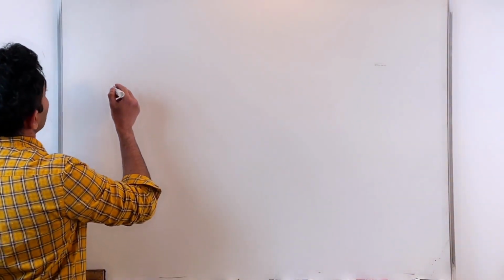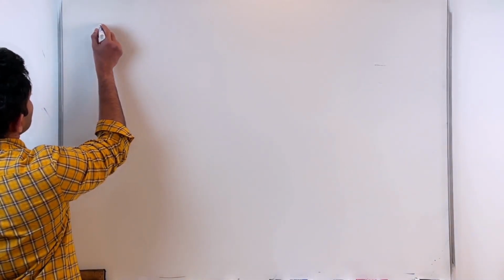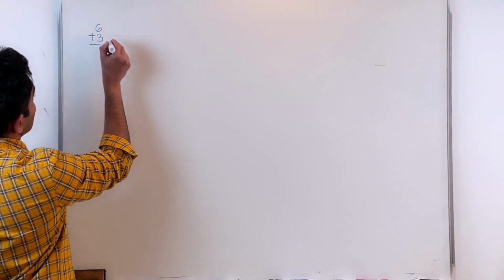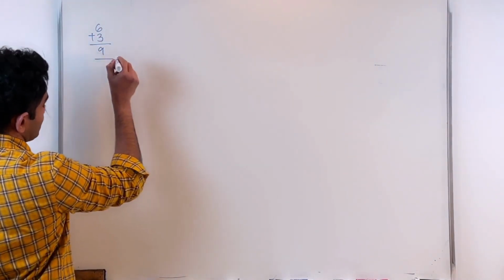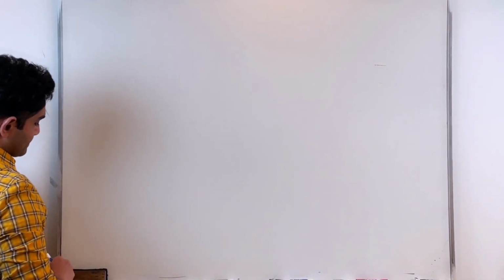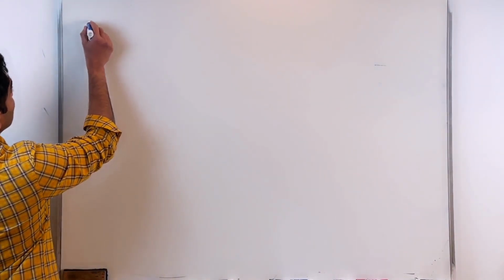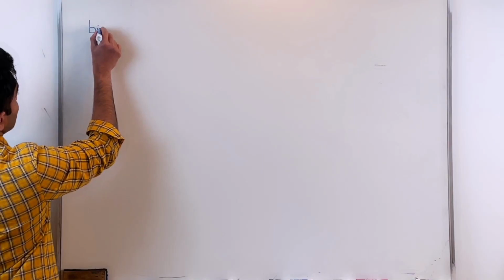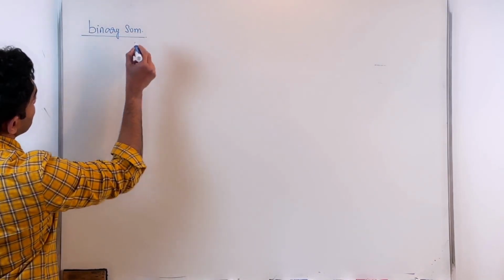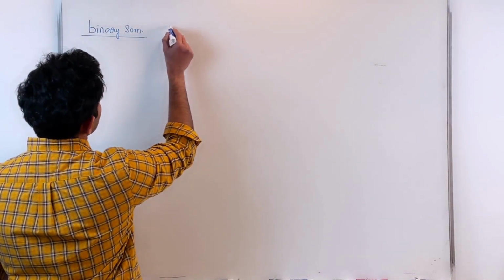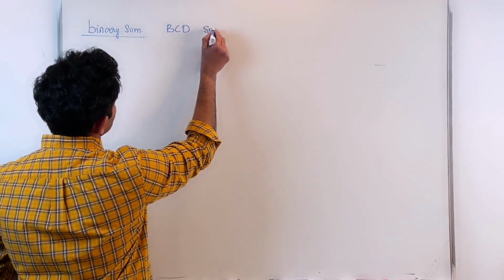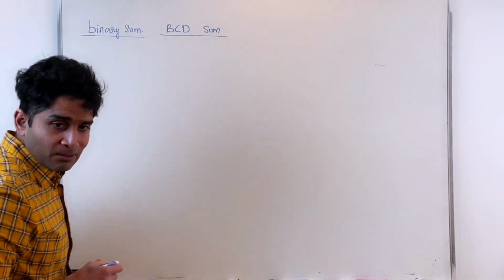All right, now let's do 6 plus 3. It's 9. Let me put it this way. Let's compare between the binary sum and the binary coded decimal sum. Let's compare between these two sums.